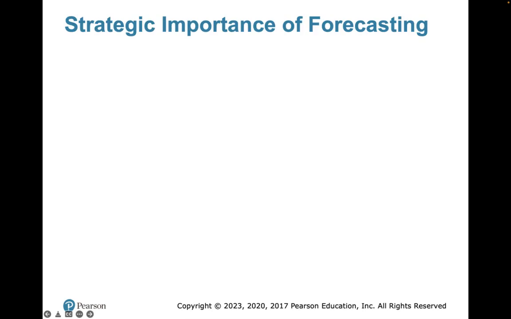So, some more points on demand forecasting, but others as well. Why is it important to forecast effectively?